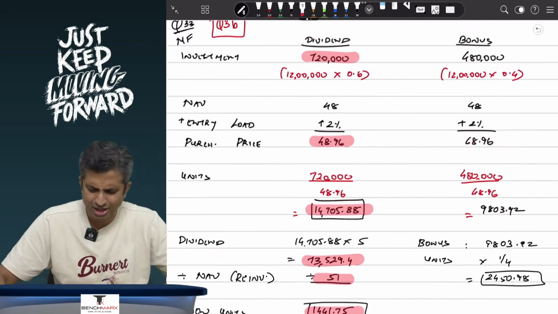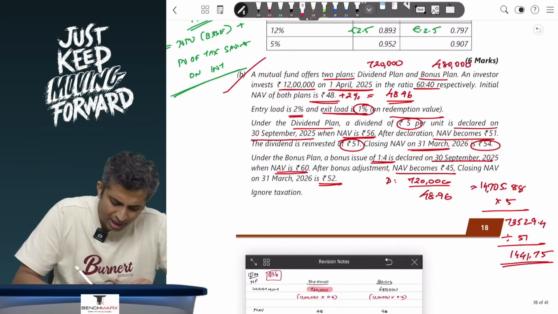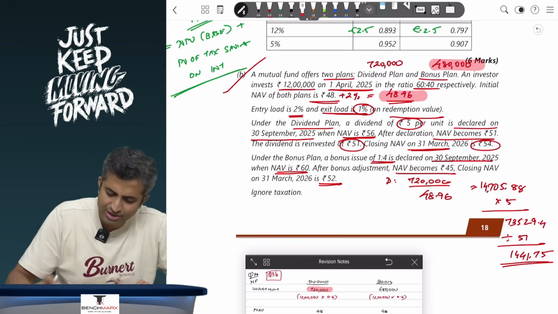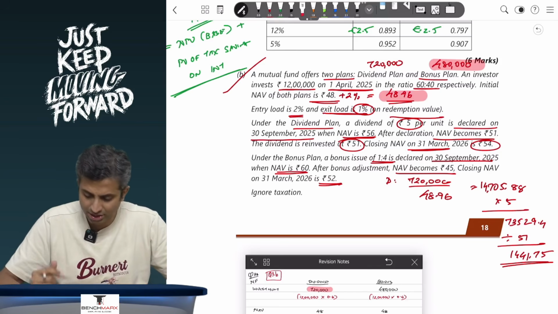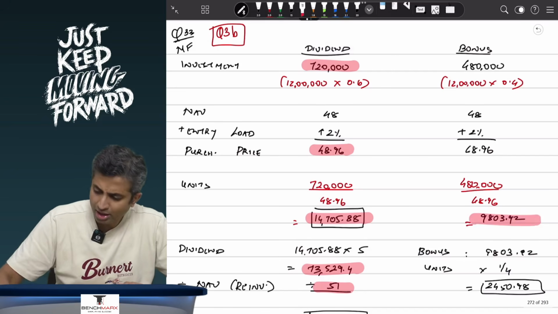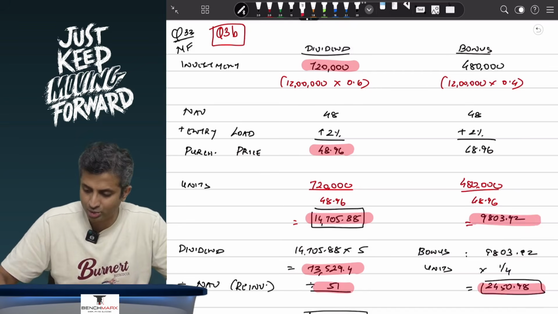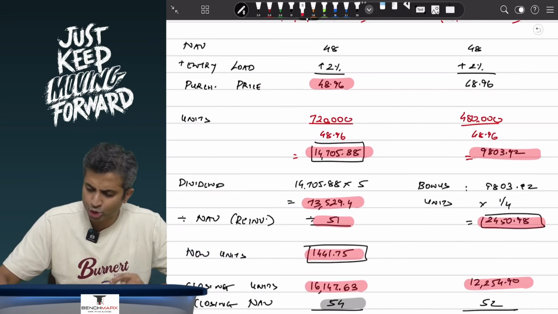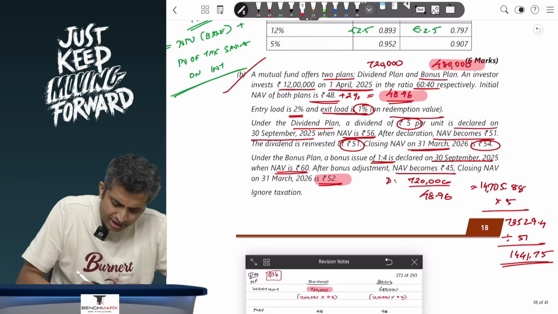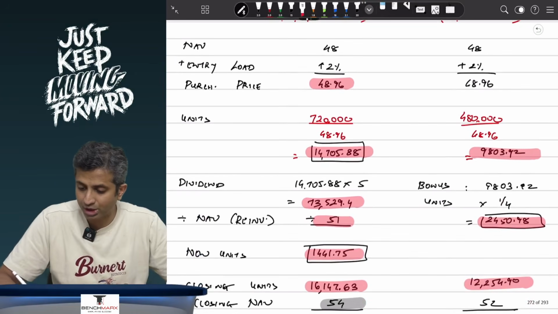Now when I look at a bonus plan, it is relatively easier because there's no reinvestment per se. So when I look at a bonus plan, I will say that I have invested 4,80,000. Again, the NAV is 48.96, so 4,80,000 divided by 48.96 will have 9,803.92 units. Now the bonus over here is 1:4, so there will be additional 2450.98 units. So if I total both of these, I will get around 12,254.9 into, when I sell, the NAV at the end is 52. Yes, the NAV in the middle changes, but that does not really matter. Into 52, the NAV is 52.